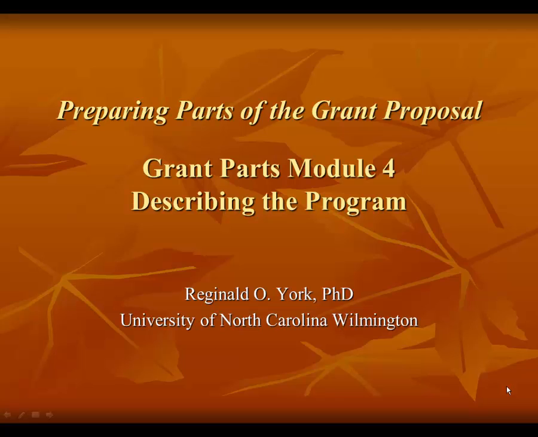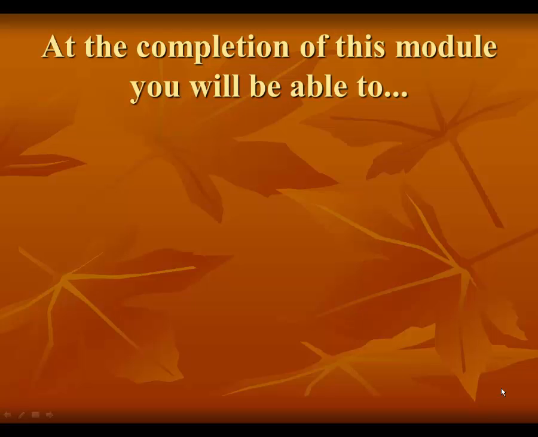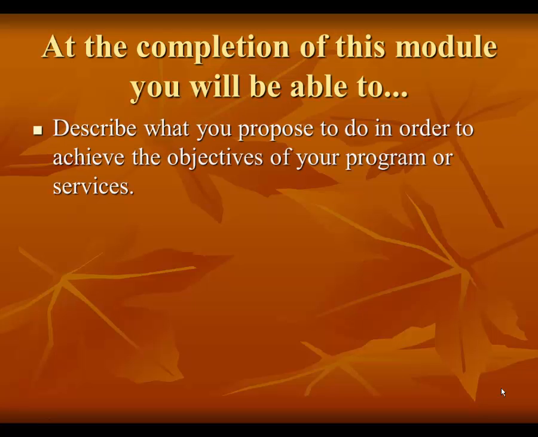This is a presentation on describing the program when you're writing a grant. At the completion of this module, you will be able to describe what you propose to do in order to achieve the objectives of your program or services, and justify what you propose to do. So we're talking about what are you going to do and why.